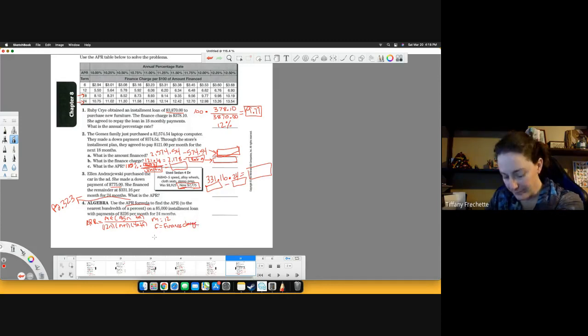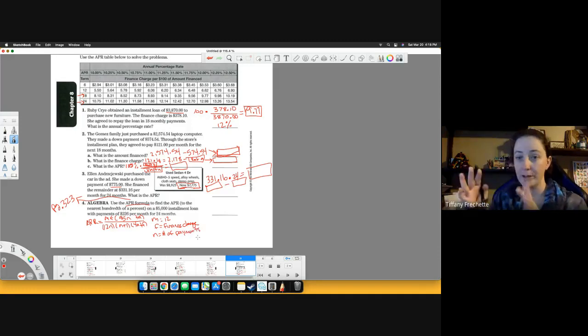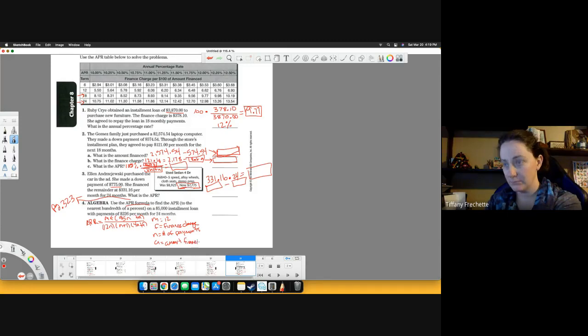N is the number of payments. And I'm skipping the word scheduled just to save room on this paper, but it's the number of scheduled payments. So she agreed to pay 24 months. There's 24 payments scheduled. So that's a big deal there. And then A is amount financed.